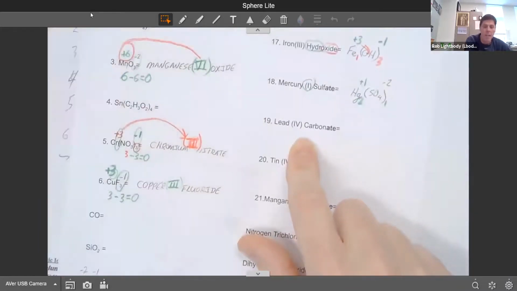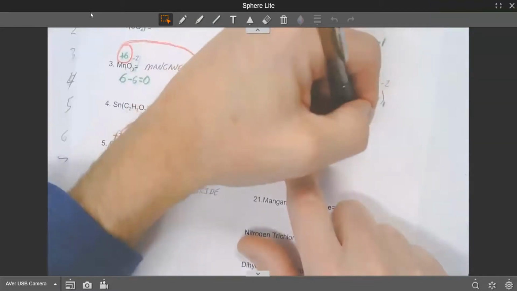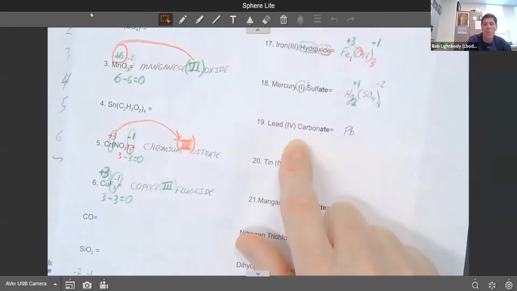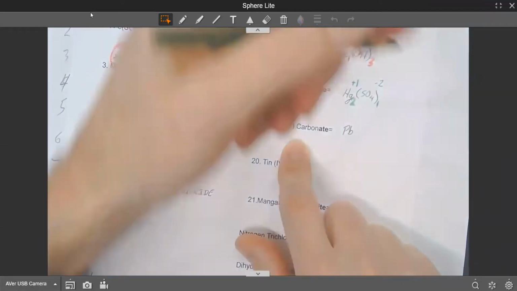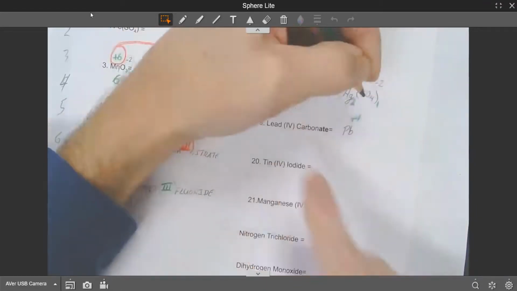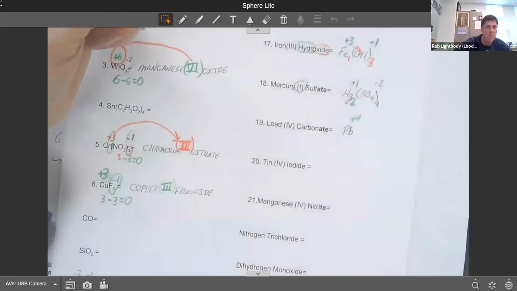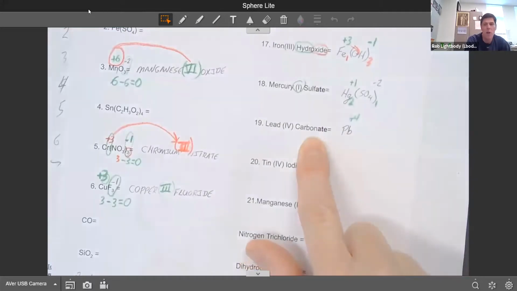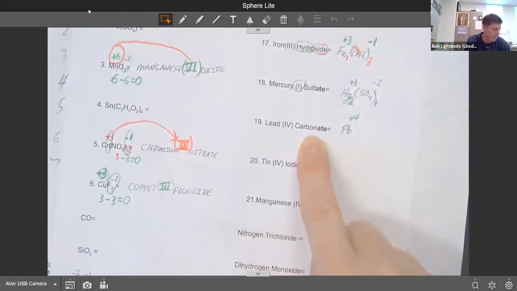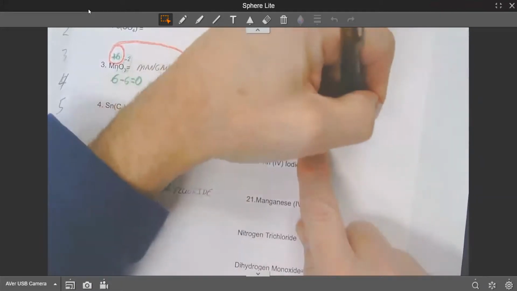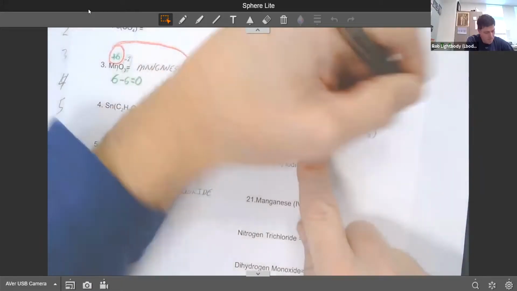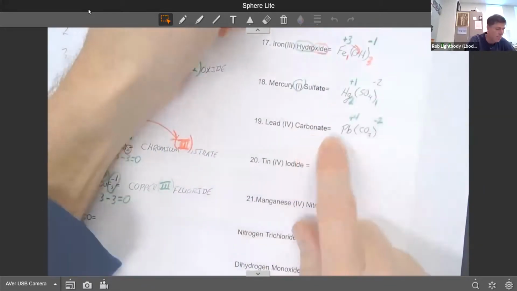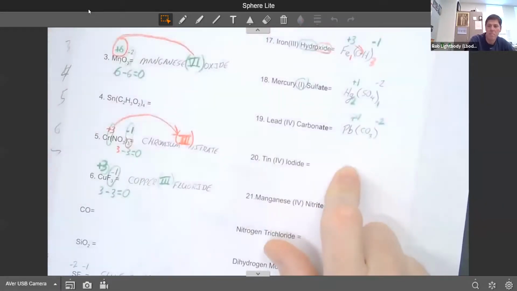Now, lead, what's the symbol for lead? Pb. What's the charge of lead? Because you can have multiple. +4. Now, carbonate. What's the formula for carbonate? CO3 -2. Excellent. So, that doesn't add up to 0. No. What do I do?